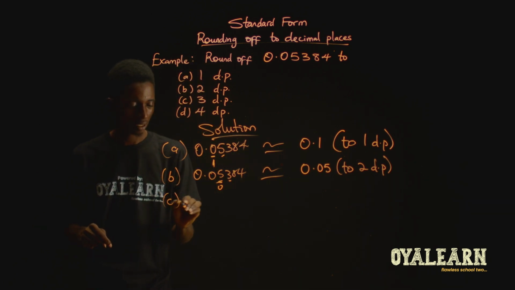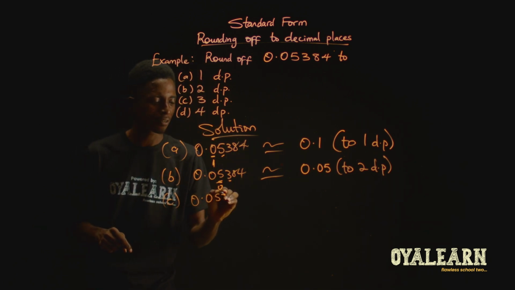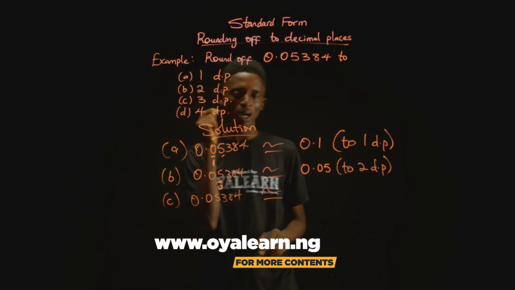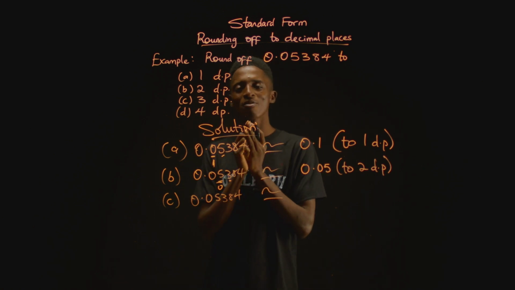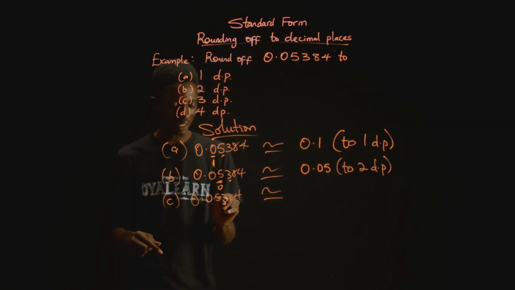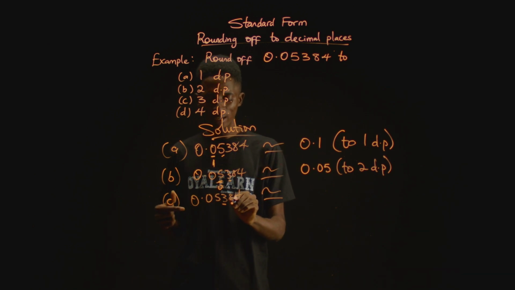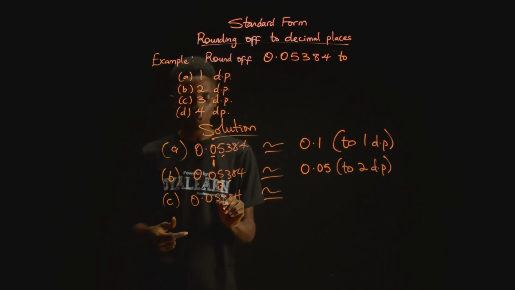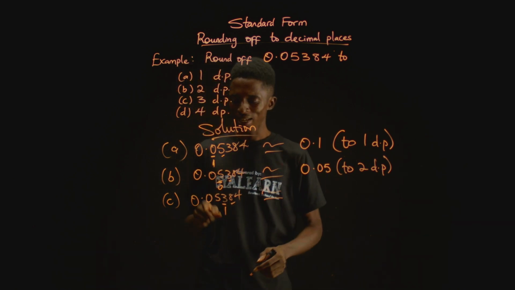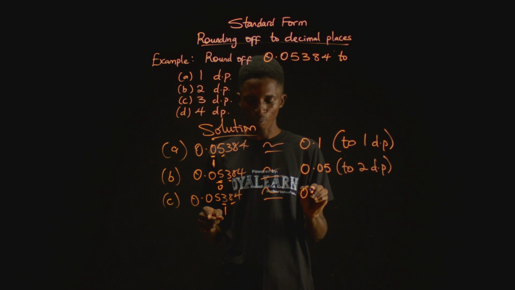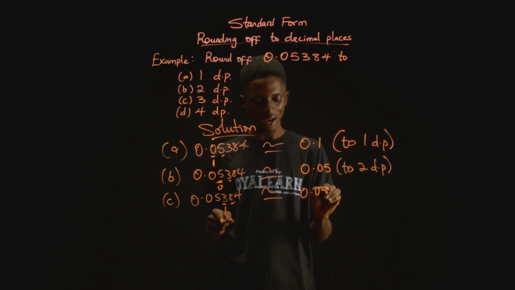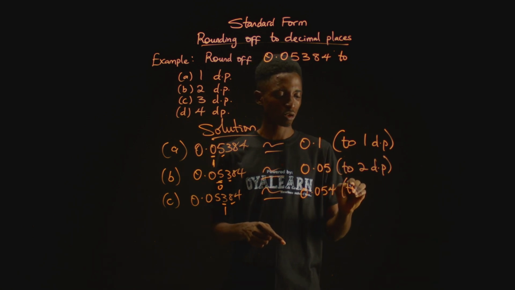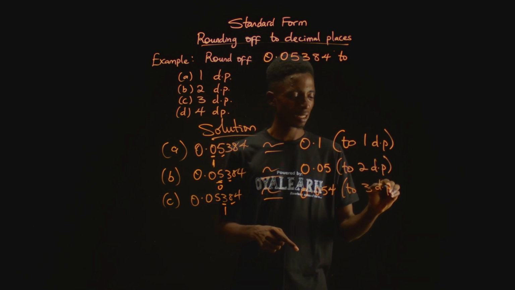Now C, 0.05384, and this time to 3 decimal places. And the digit at our rounding off point is digit 3, and next to 3 we have 8. And 8 implies that we are going to round up. That is, we add 1 to our round off point. And that will give us 0.05. Now, 3 plus 1 gives us 4. And this is 3 dp's.